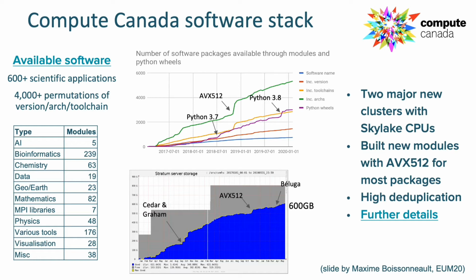The top graph in the middle shows how quickly the number of installations has grown over time. The green line on the top shows the total number of installations, and you can see a big bump there about halfway when software was rebuilt for Intel Skylake. The bottom graph in the middle shows the storage space that is required for all these installations, which is only about 600 gigabytes in total. The deduplication that CVMFS does is a big help here.